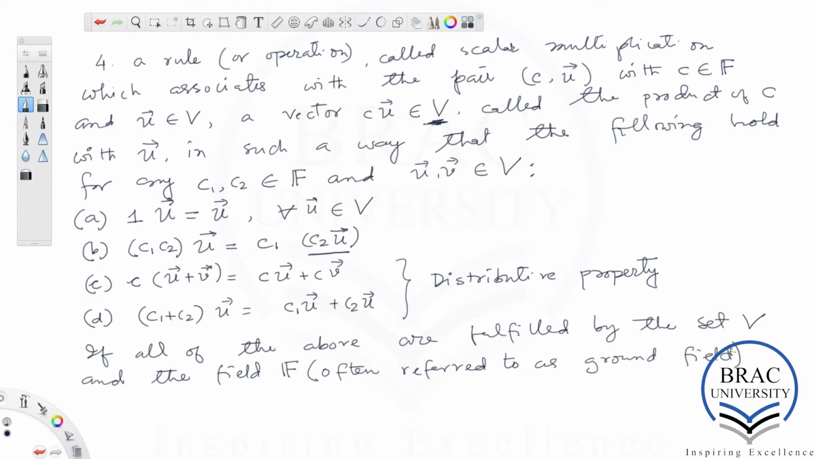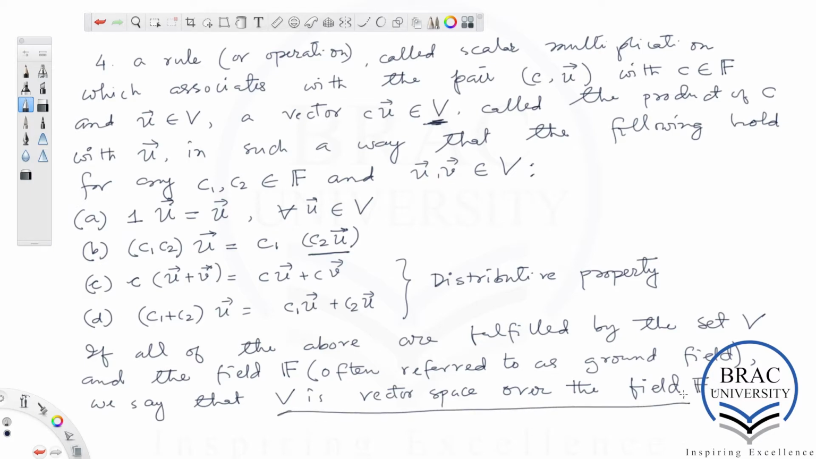Okay, so if these properties are fulfilled by the set V and the field F, we say that V is a vector space over the field F. Okay, good. This was the definition of vector space. Now we'll study some examples of vector spaces.